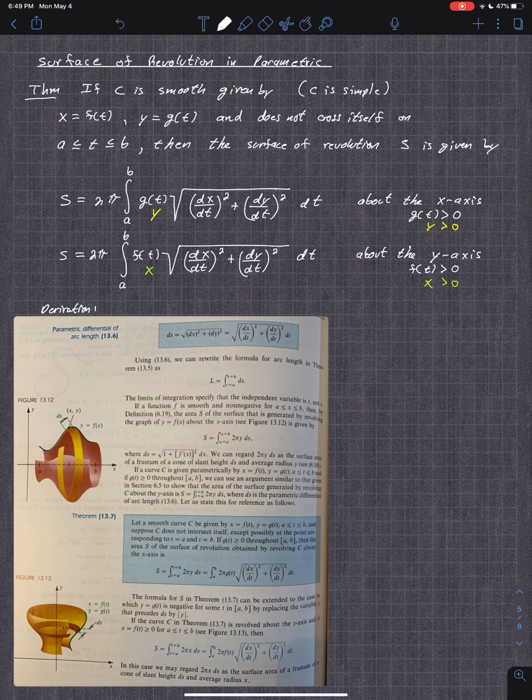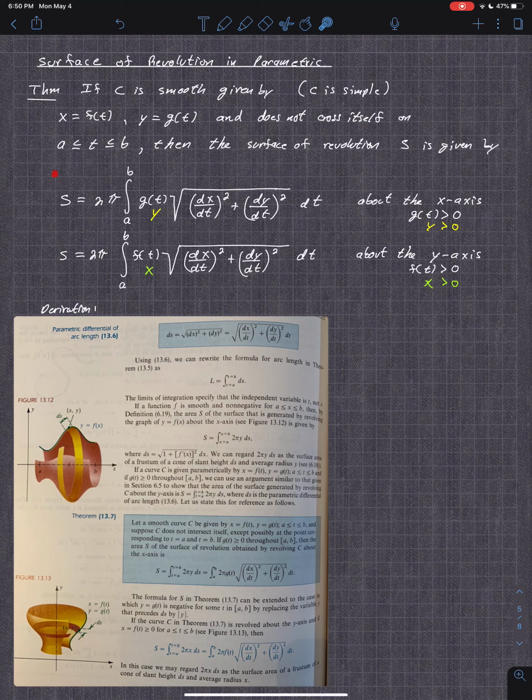All right, so if C is smooth, given by x equal to f of t, y equal to g of t, and does not cross itself, so it's simple, t between a and b, then the surface of revolution S is given by this or this. So one is revolving around the x-axis, one is revolving around the y-axis. Okay, so we can use that to evaluate surface of revolution for parametric.